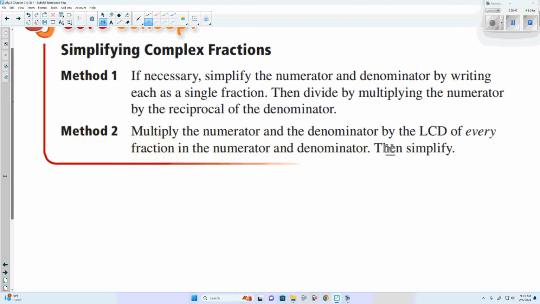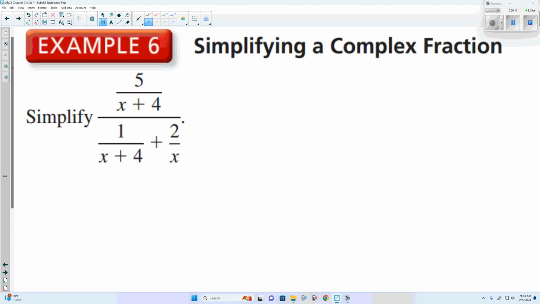What we're looking at today is complex fractions. So our complex fractions, we have fractions in fractions. There's 2 ways to do it. Method 1, if necessary, simplify the numerator and denominator by writing each as a single fraction, then divide by multiplying the numerator by the reciprocal of the denominator. Or method 2, use the least common denominator of every fraction, then simplify.